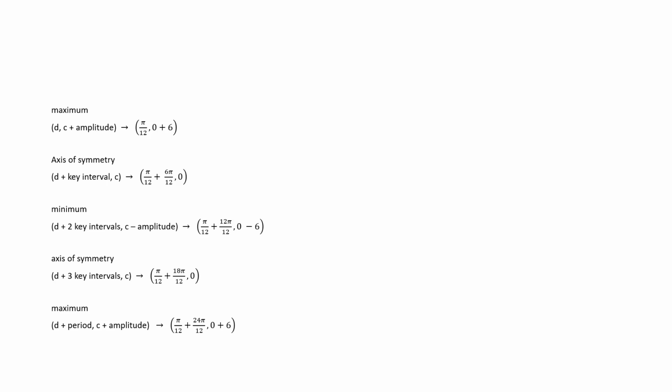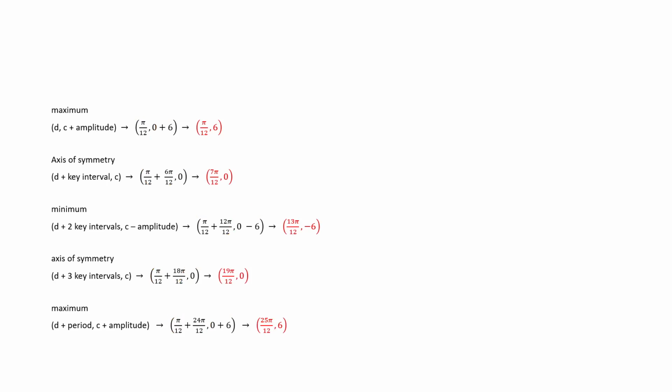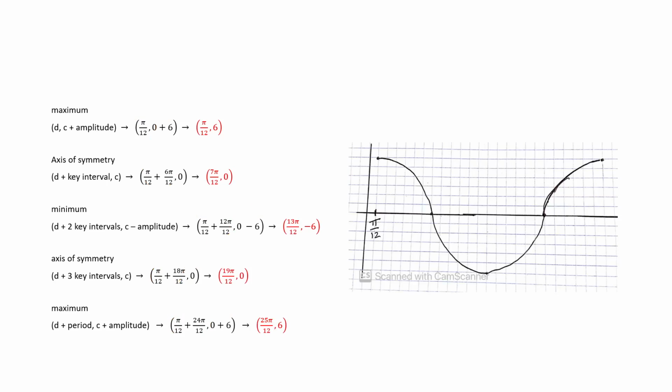And so we have d plus a key interval, d plus 2 key intervals, d plus 3 key intervals, and d plus a period. And we start at the maximum point, which is the axis of symmetry plus an amplitude, down to the axis of symmetry, to the axis of symmetry minus an amplitude, back up to the axis of symmetry, and then back up to the axis of symmetry plus an amplitude. And when we do all that, we are able to graph our curve, and it looks like that.